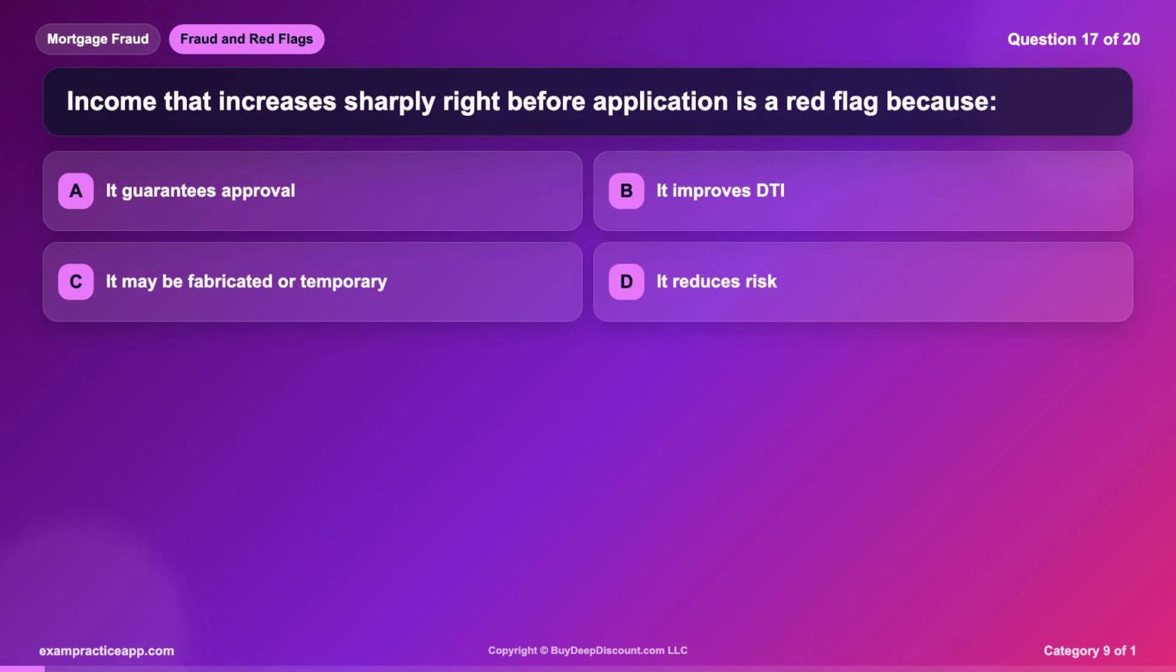Question 17. Income that increases sharply right before application is a red flag because: Option A, it guarantees approval. Option B, it improves DTI. Option C, it may be fabricated or temporary. Option D, it reduces risk. Take a moment to choose your answer. The correct answer is option C. It may be fabricated or temporary. Explanation. Sudden income spikes may not be stable or real.